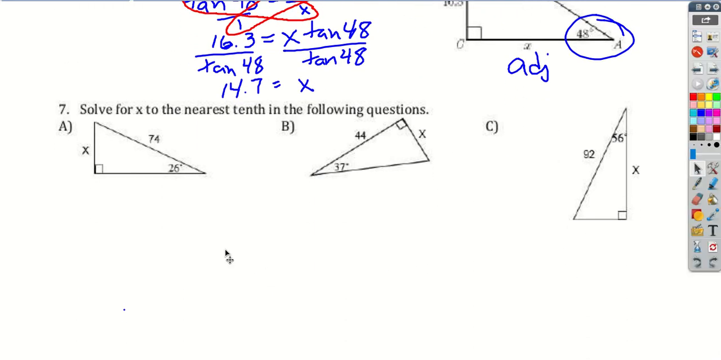We're going to do the same things for number 7, A, B, and C. So for number 7A, same process. It's got an angle, so I know I'm going to use SOHCAHTOA. So I find the angle measured.